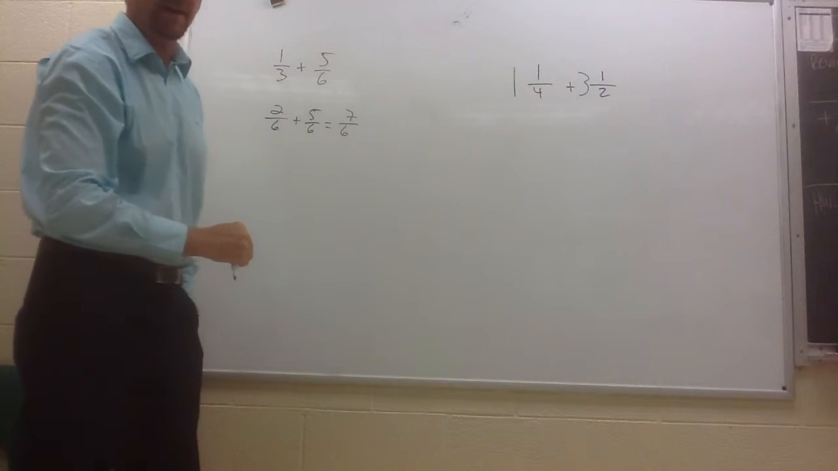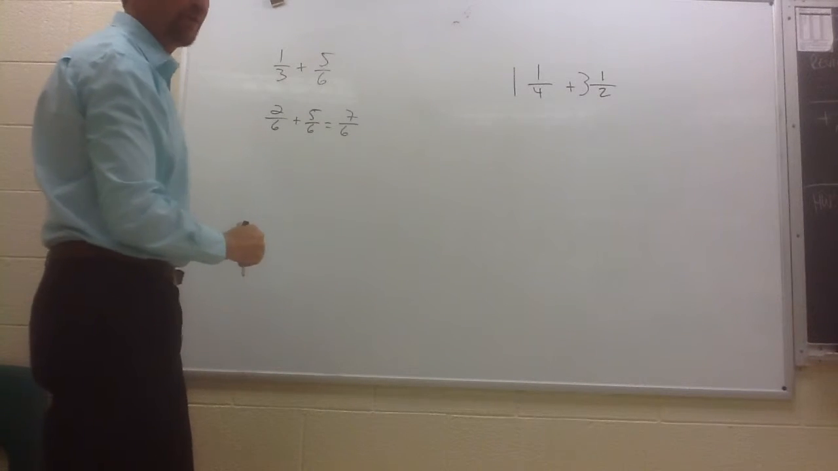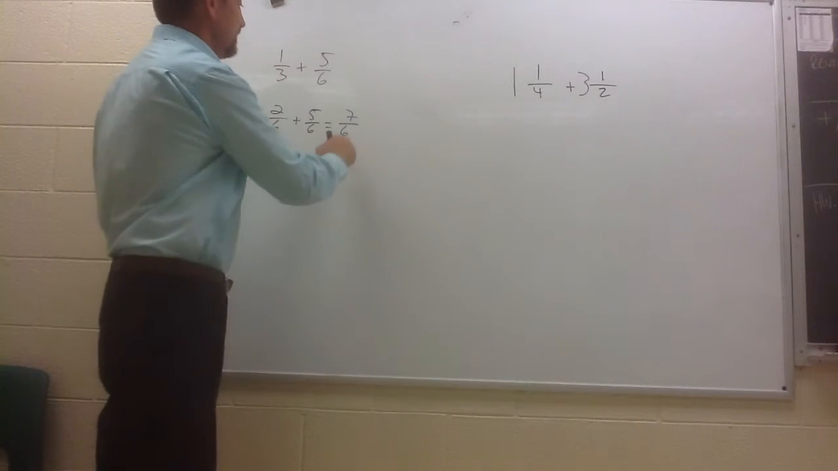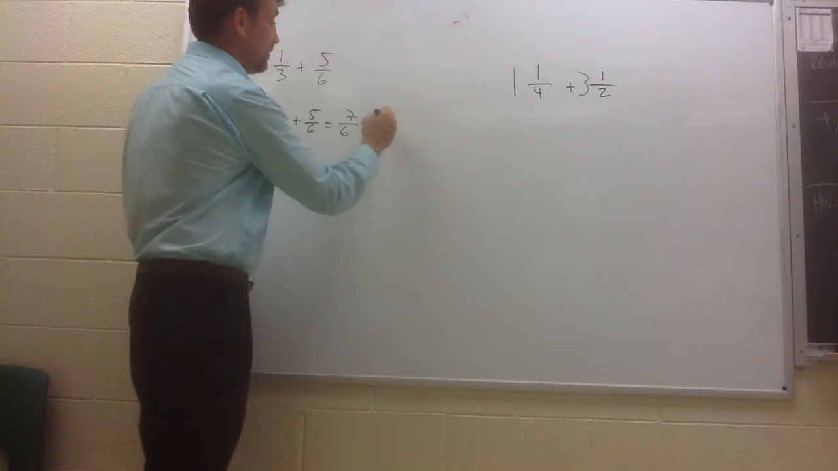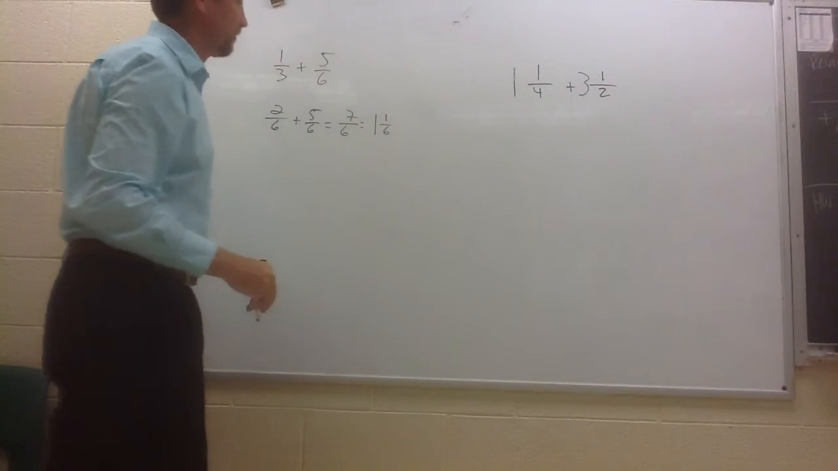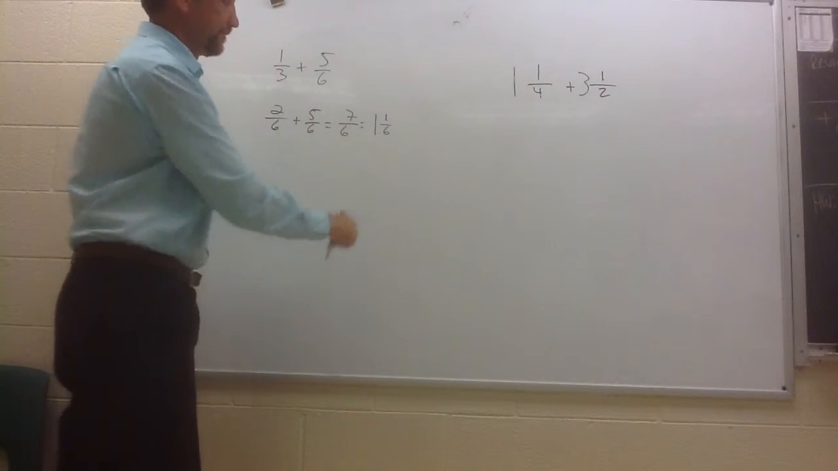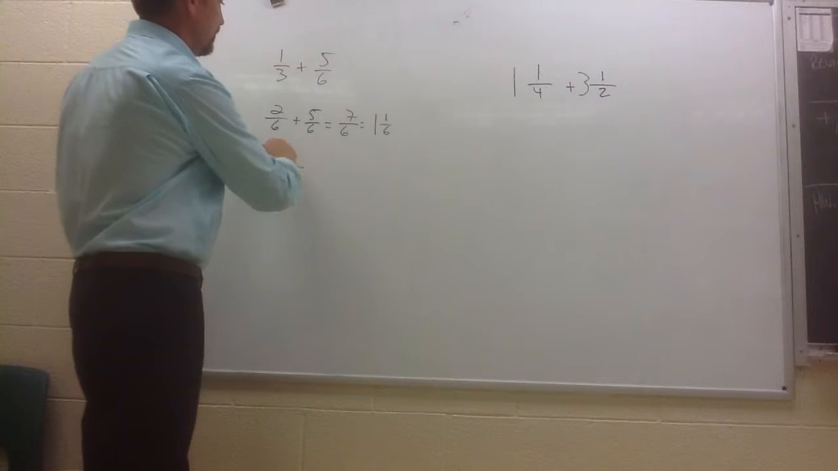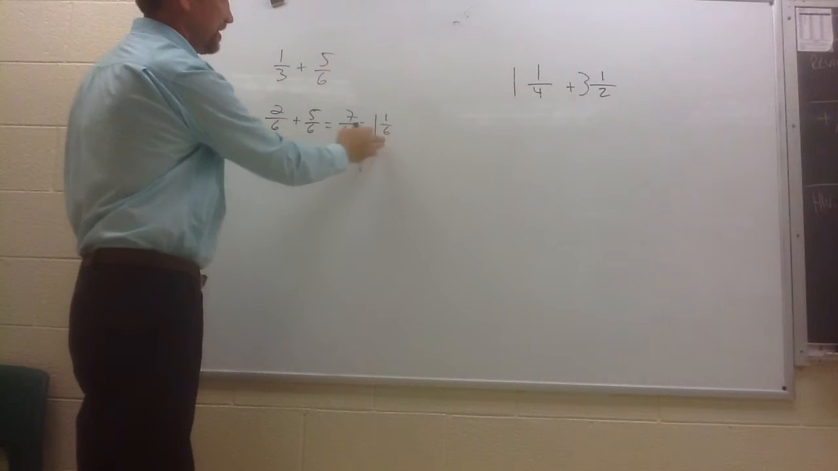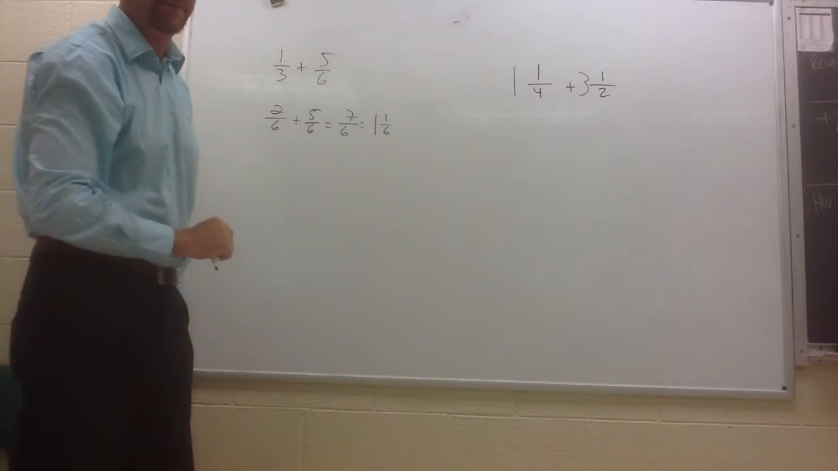Now the last thing we should do with this improper fraction, this is an improper fraction because the numerator is greater than the denominator, is we should rewrite it as a mixed number. 6 goes into 7 one time, and there would be 1/6 left over. 7/6, the way of saying 7/6 is 1 and 1/6. So that's how you could add these two fractions and write your result as a mixed number.